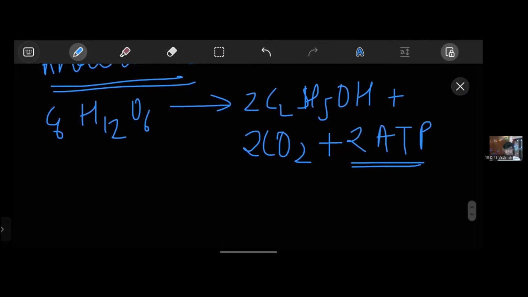Okay, this is what happens in anaerobic respiration. Ethyl alcohol or ethanol and carbon dioxide are formed, with the release of a small quantity of energy. This is called anaerobic respiration because it proceeds without oxygen. Anaerobic respiration cannot continue for more than a few days because the plant ultimately dies.